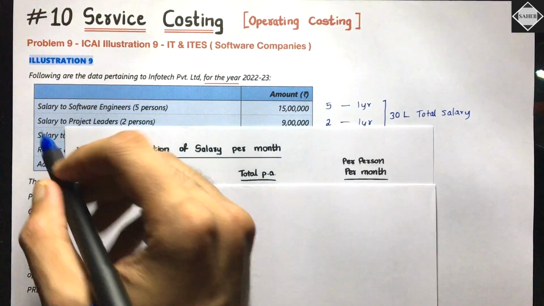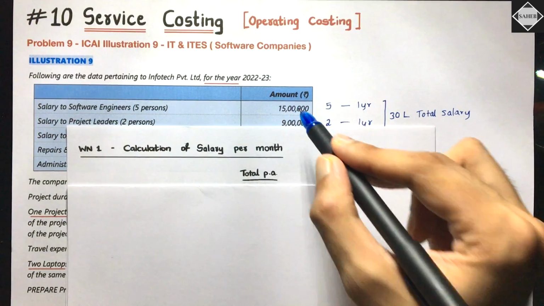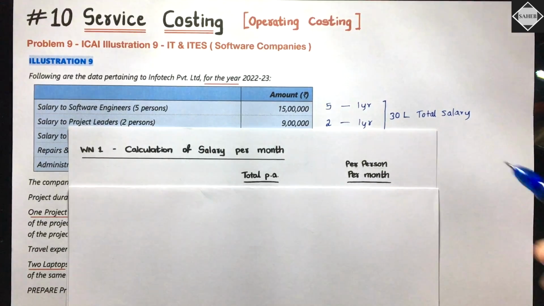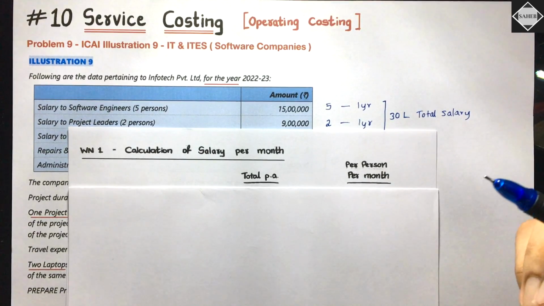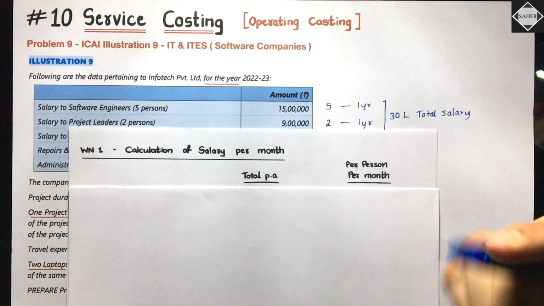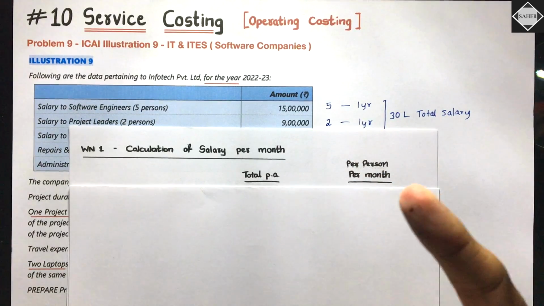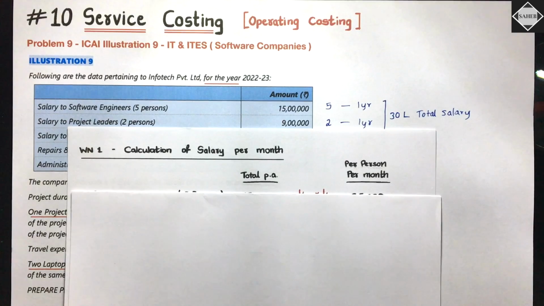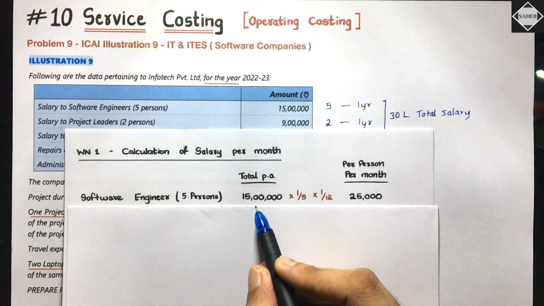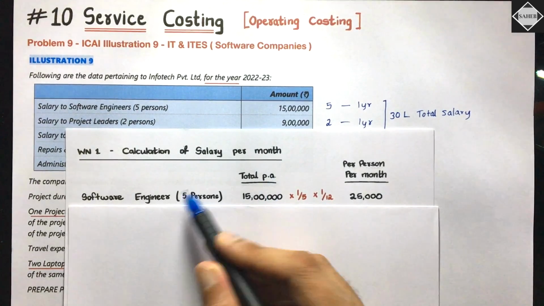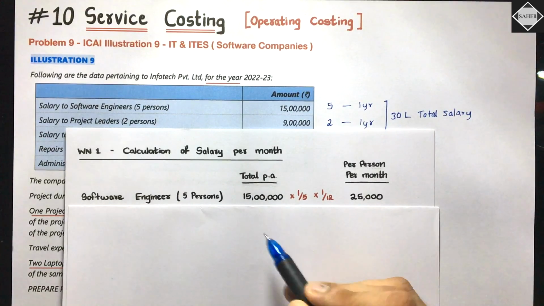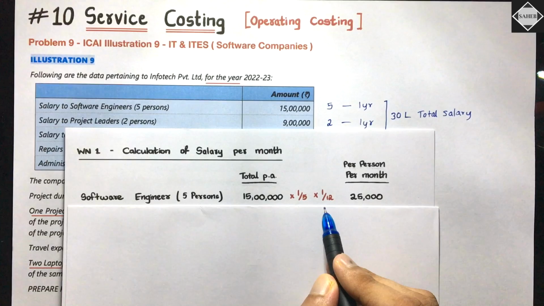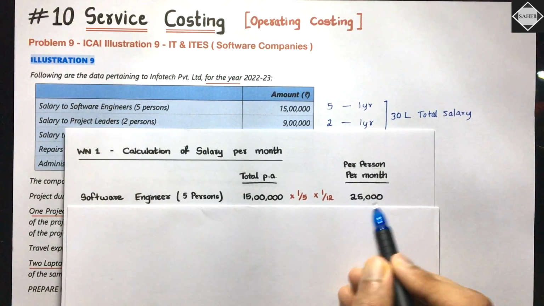Okay. First they said salary to software engineers 15 lakh. This is for 5 persons. So to calculate per person per month, you will first divide by how many persons are there. You will get 1 person's salary for the entire year. Then you will divide by 12 to get per month salary. Okay. See here. Salary to software engineers 15 lakh total per annum and it's for 5 persons. So divide by 5 and then divide by 12 you have to do. If you're doing multiplication, then into 1 by 5 into 1 by 12, isn't it? It's the same only. So that's equal to 25,000.